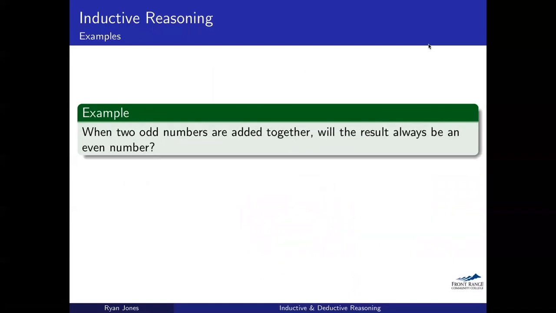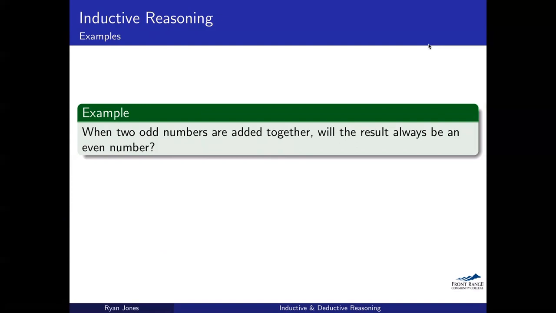And let's go ahead and do another example here. If I take two odd numbers and I add them together, will the result always be an even number? And I want to use inductive reasoning here. And then I'm going to actually talk about why inductive reasoning isn't a great thing to do here. But I'm going to start off with inductive reasoning.